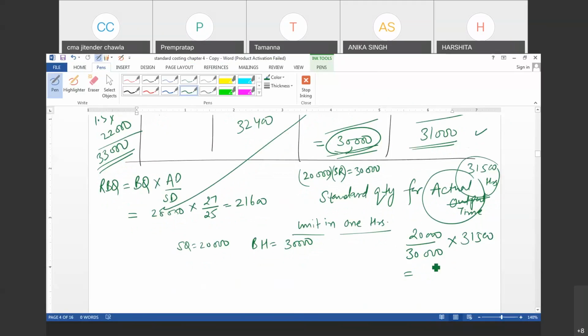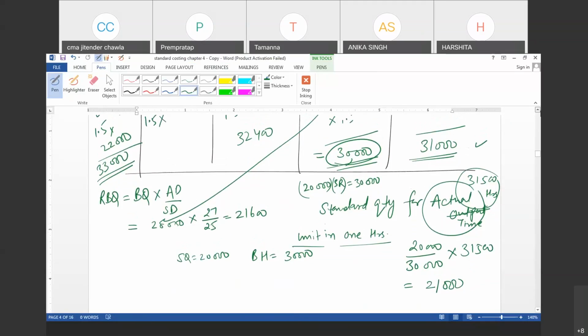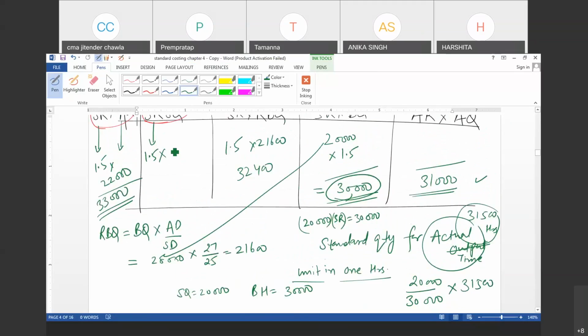So this will work out to be 21,000. This is multiplied by 21,000. This is how much? 31,500. Now go back to the previous table.